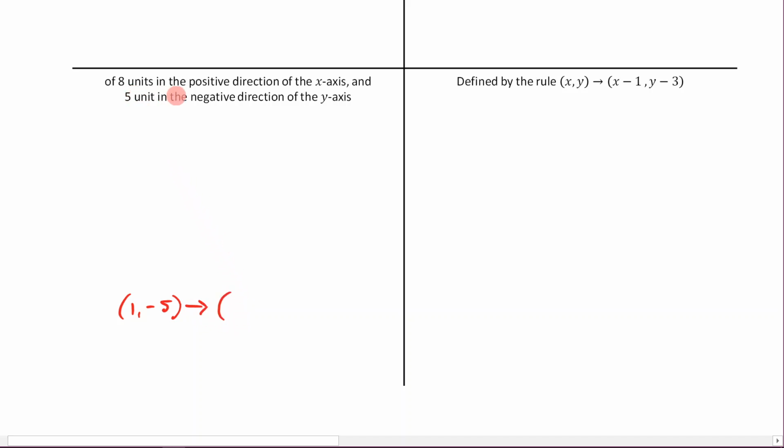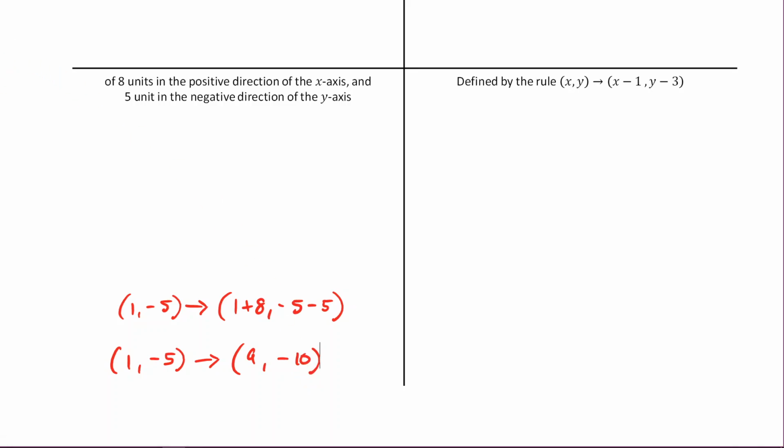So if we're going 8 units in the positive direction of the x-axis, that means it's going to be 1 plus 8. And then if we're going 5 units in the negative direction of the y-axis, that's going to be -5 here. So that means (1, -5) is going to be (9, -10). That's going to be our answer.